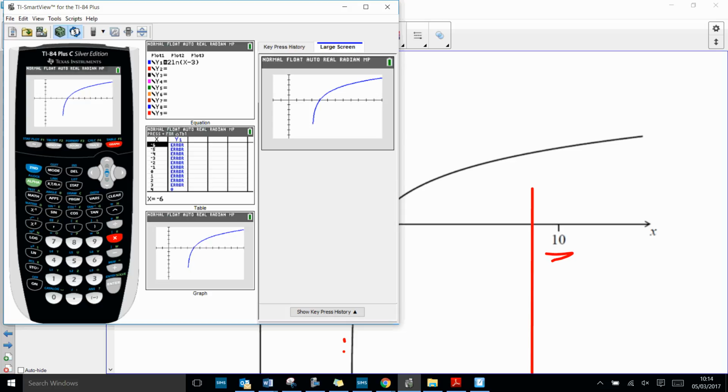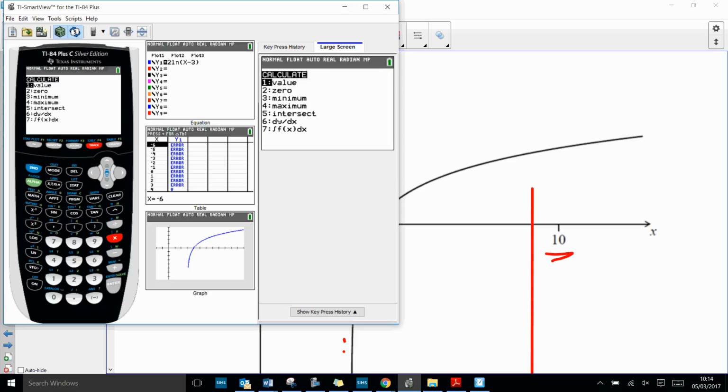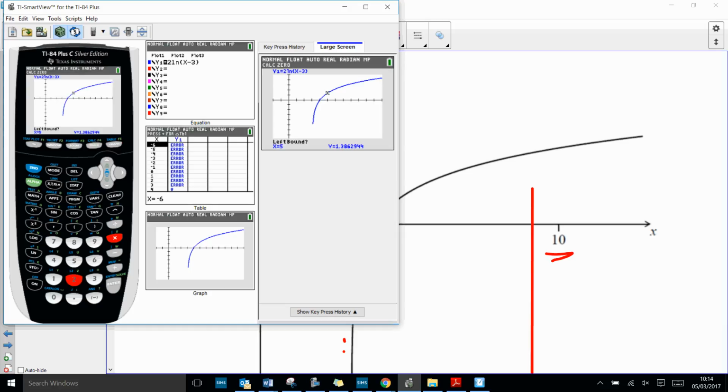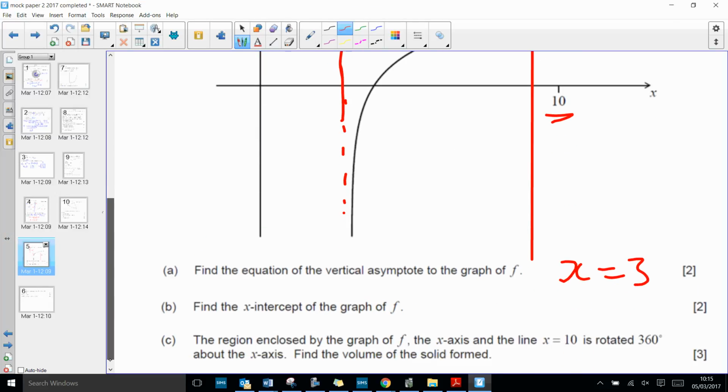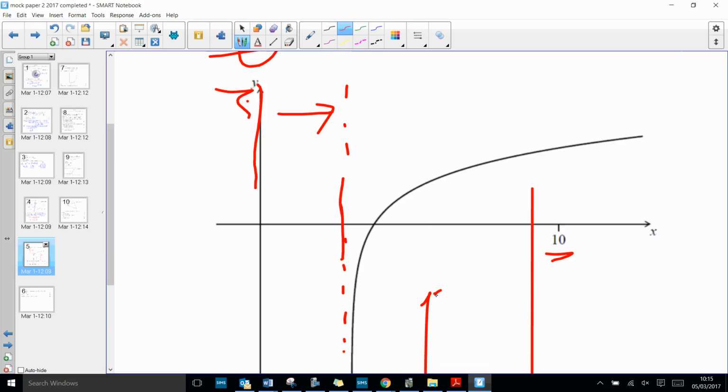Right, so we need to find where it crosses the x-axis, so we're calculating the zero. Left bound, right bound, so that is when x is 4.